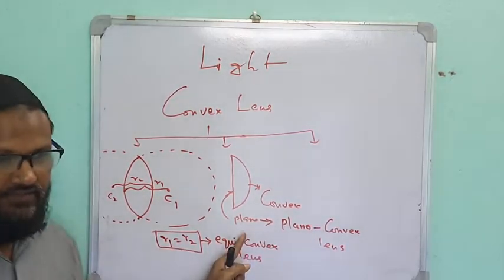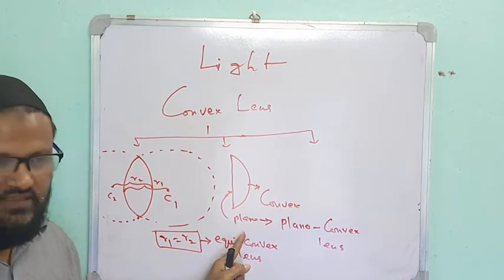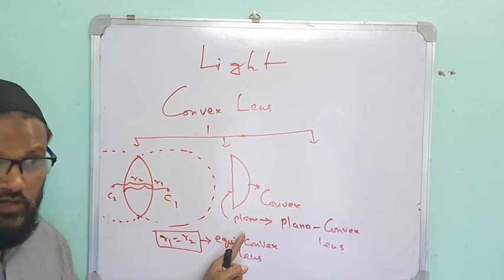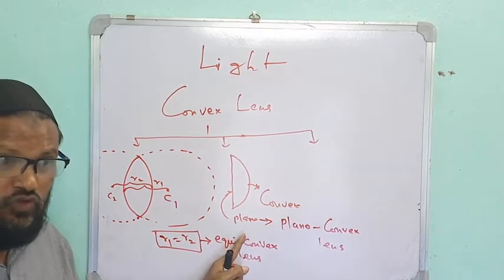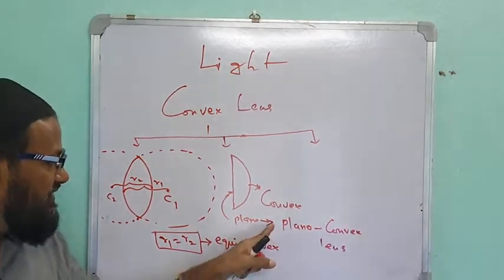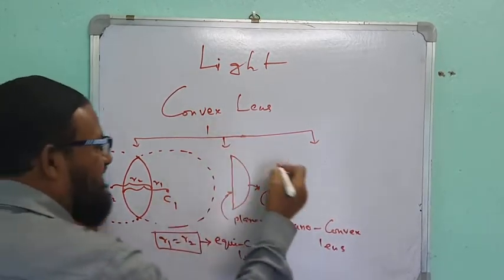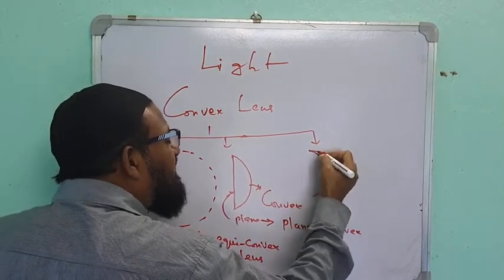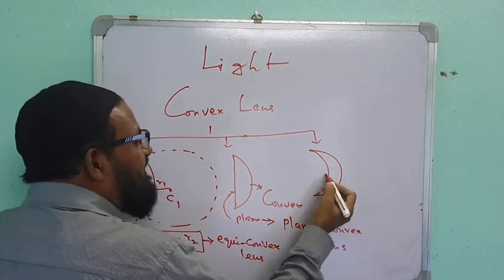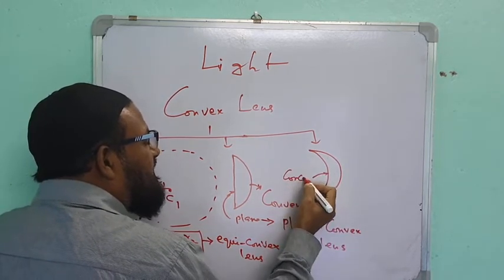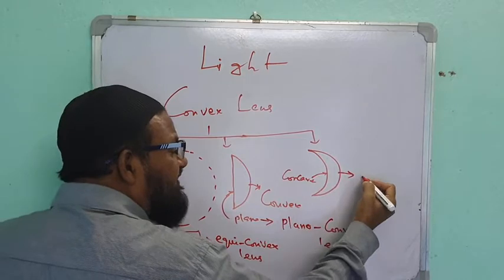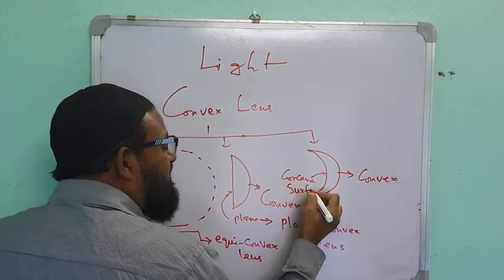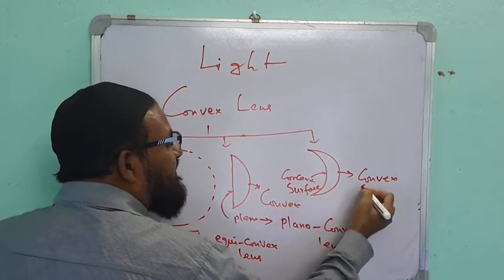This should be the adjective. Like good boy, not boy good. The adjective should be at first. Plano-convex lens. What is this surface? This is the concave surface. And this is the convex surface.